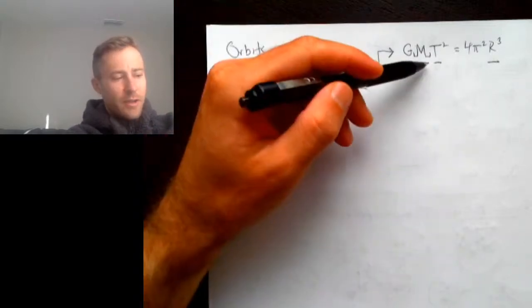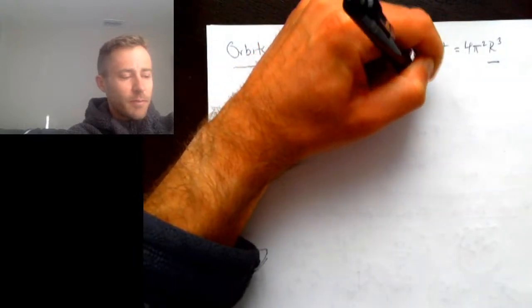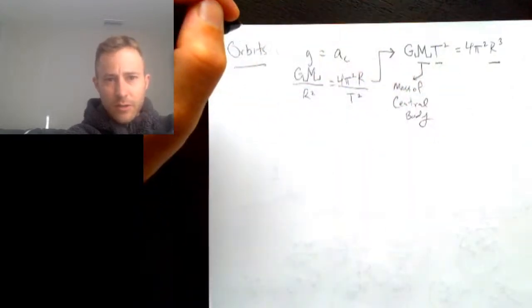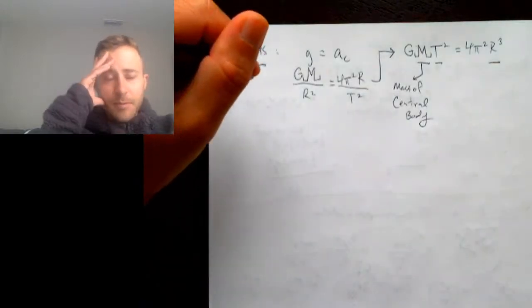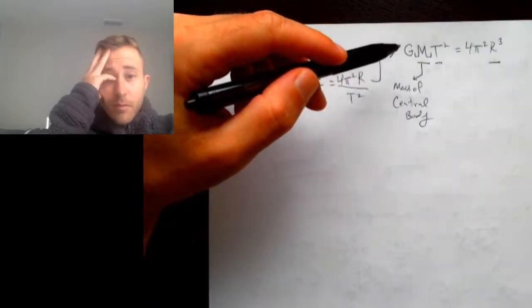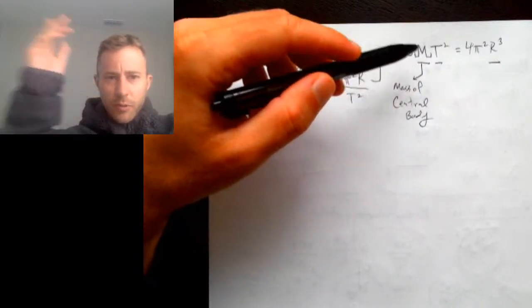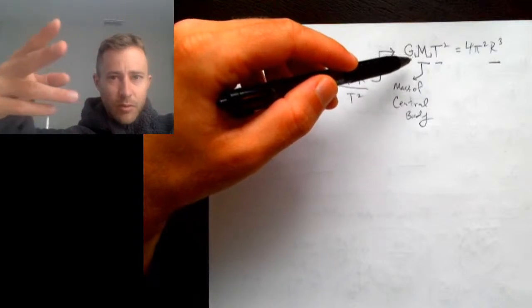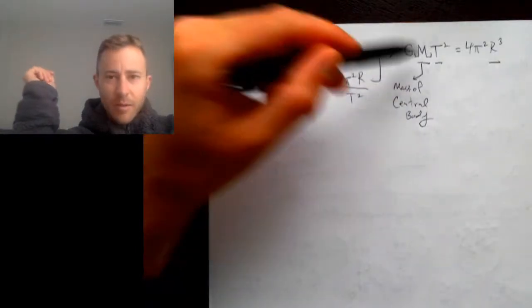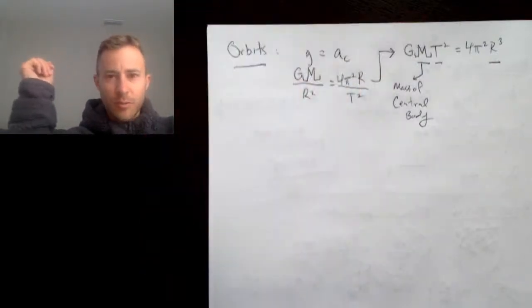So, if you know the mass, and by the way, this is the mass of the central body. That's the mass of the thing that is causing the orbit to happen. So if we were talking about a satellite orbiting the Earth, then that mass would be the mass of the Earth. If we were talking about a satellite orbiting the Sun, that mass would be the mass of the Sun. If we were talking about a satellite orbiting the Moon, then this mass would be the mass of the Moon.